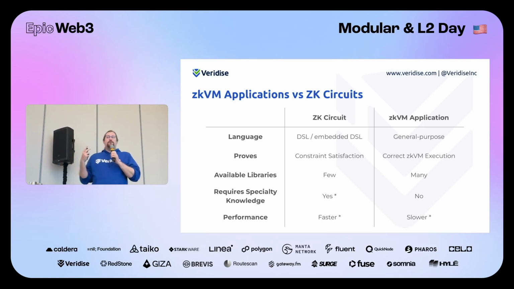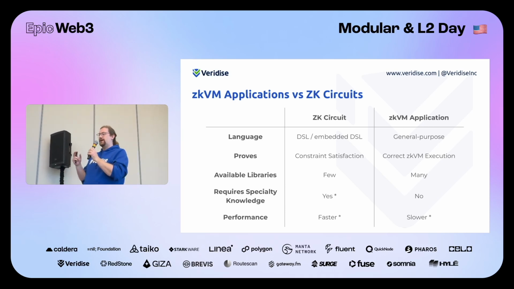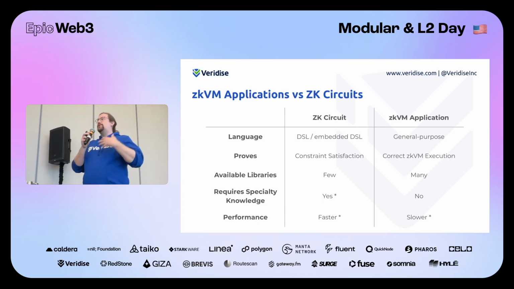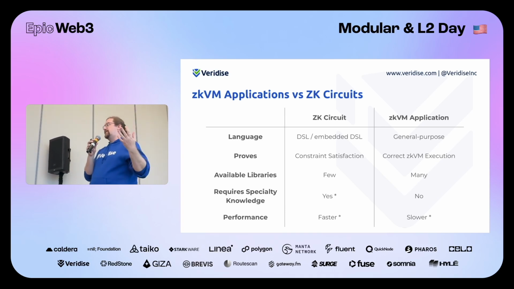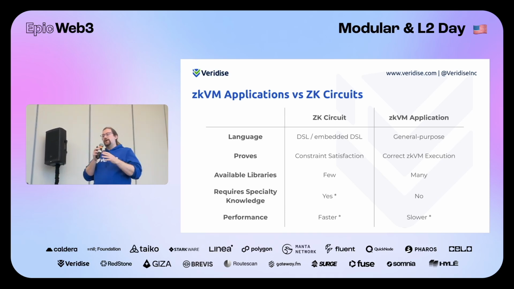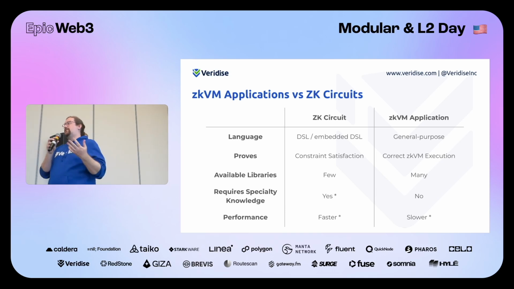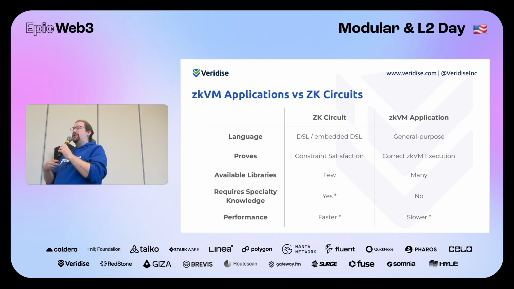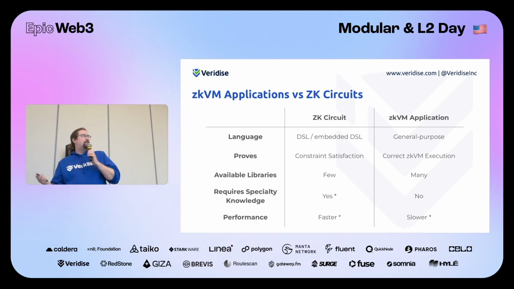Then, what the ZK circuit is going to prove: when you write your ZK circuit, you're essentially going to write a bunch of constraints that say, if these constraints hold, then I should produce a proof. So really what the ZK circuit is proving is just constraint satisfaction, that someone knew how to provide a satisfying assignment to those constraints. With a ZK VM application, though, you're actually verifying the correct execution of whatever the input image is. The input image would be the program that you're executing on the ZK VM.